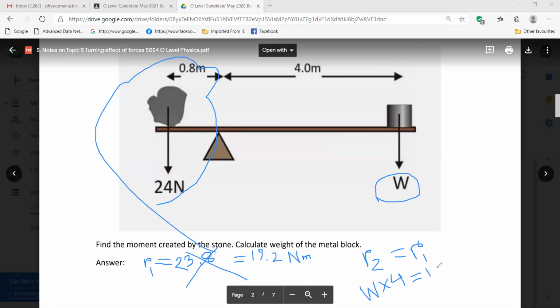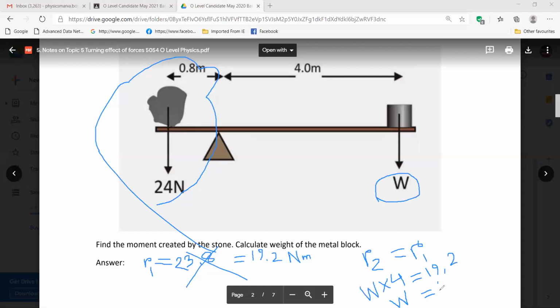Already we have 19.2. Now we have left 19.2. I'm writing again. We have left here W, right? Yes. To find W, 19.2 divided by 4. Very good. Then what is the answer coming? 4.8.